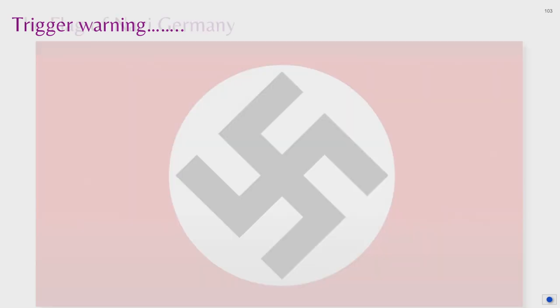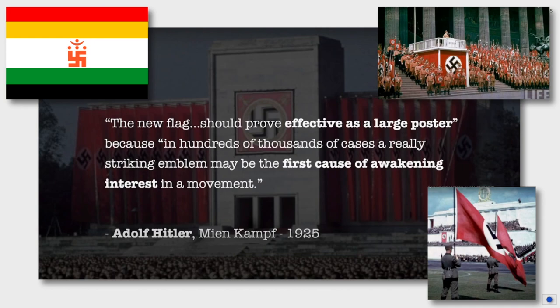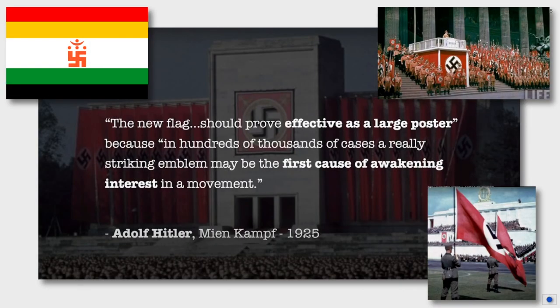But the flag which prompts the most intense visceral response for many people is possibly this one. Hitler stated, "the new flag should prove effective as a large poster because in hundreds of thousands of cases, a really striking emblem may be the first cause of awakening interest in a movement."